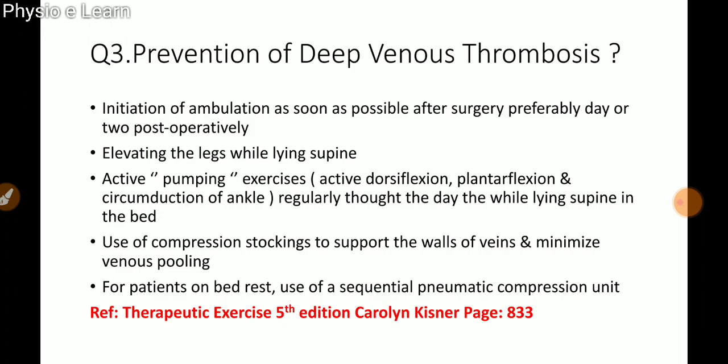So what are the prevention strategies of deep venous thrombosis? Initiation of ambulation as soon as possible, that is after the surgery, preferably on the first or second day postoperatively. Elevation of the legs while the patient is in supine. Then pumping exercises, that is active dorsiflexion, plantar flexion and circumduction of the ankle regularly throughout the day while the patient is supine and lying in bed. Use of compression stockings to support the walls of the veins and minimize venous pooling. For patients on bed rest, use a sequential pneumatic compression device or unit.